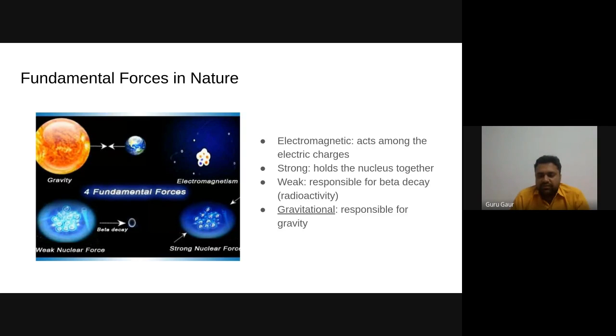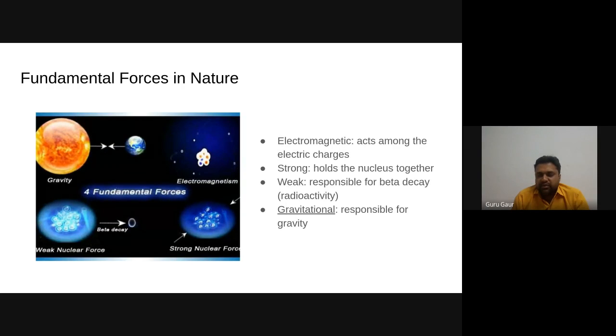The second force is the strong force. Do not worry about the nomenclature; you will learn it when you go to your higher courses, for example a course on electricity and magnetism. The strong and weak forces you will learn in courses like nuclear physics, high energy physics or particle physics. The nucleus is the central part of the atom, which has neutrons and protons inside it. All the electrons are orbiting around the nucleus. There are no electrons inside the nucleus, only protons and neutrons.